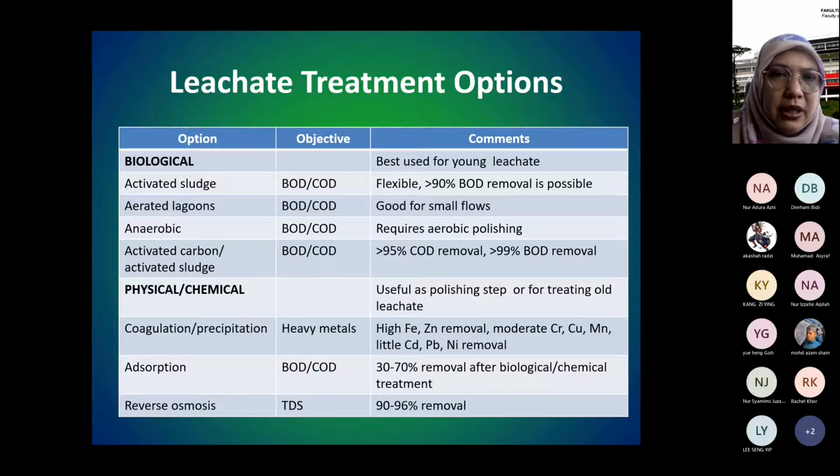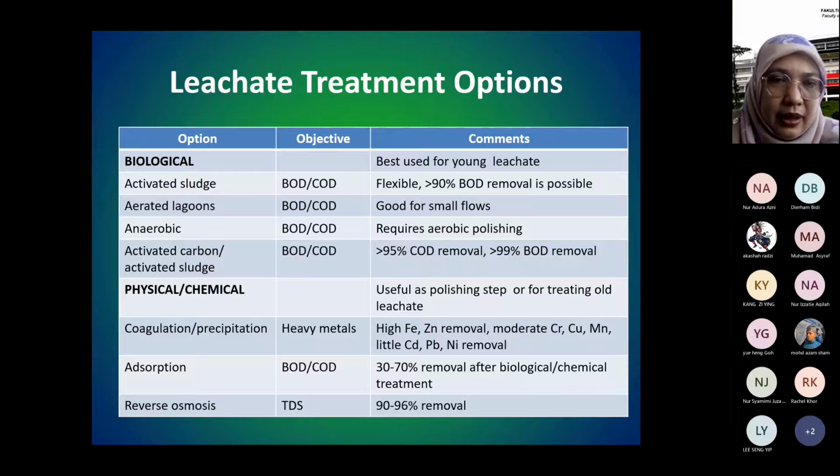So what are the treatment options? It can be a biological process, activated sludge, which can remove 90% of the BOD. We can also use aerated lagoons and anaerobic processes. Activated carbon can give more than 95% COD removal and 99% BOD removal. So activated carbon and activated sludge are more suitable, but it depends on the financial and also management requirements.